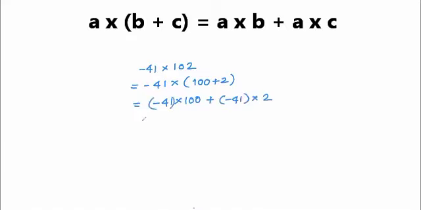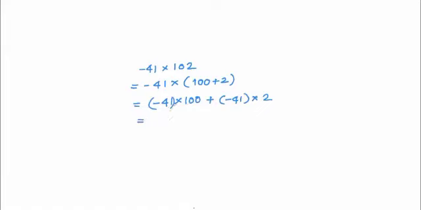Okay. So now solving them, minus 41 into 100 is 41 into 100 is 4100, and the sign is minus because there are an odd number of negative numbers here. Plus minus 41 into 2, 41 twos are 82. And again, only a single negative number gives minus sign to this. So now rationalizing the signs, plus minus different signs result into minus 82. Minus 4100 minus 82. Both signs are minus. Same sign always results into addition. So the addition is 4182.